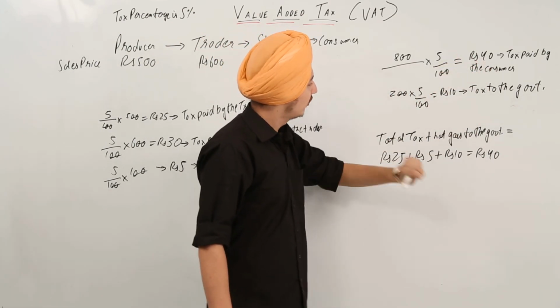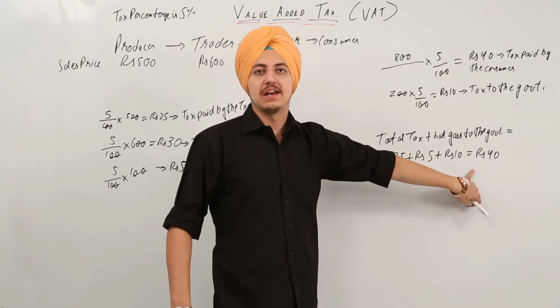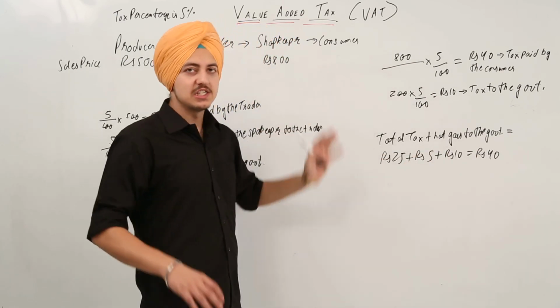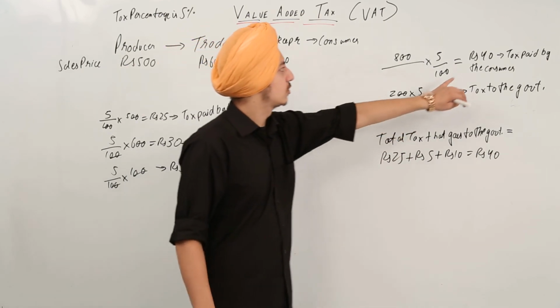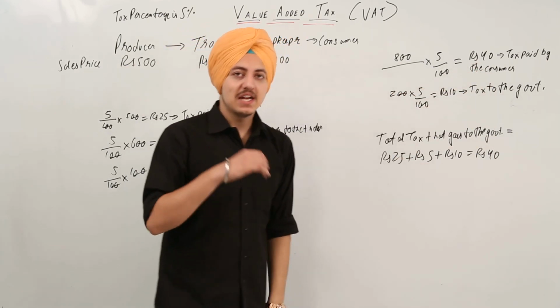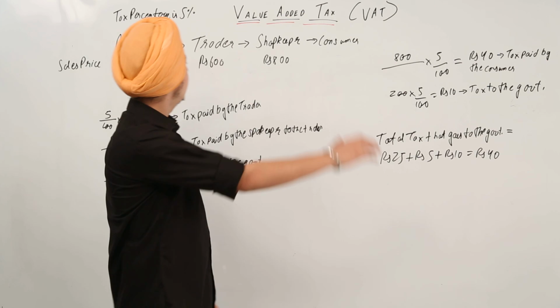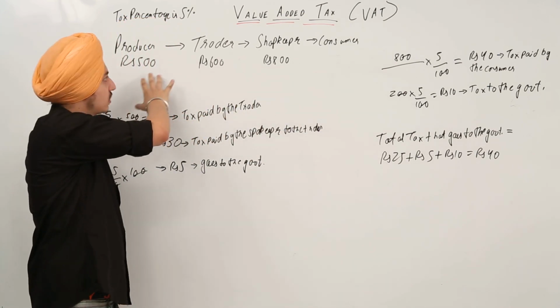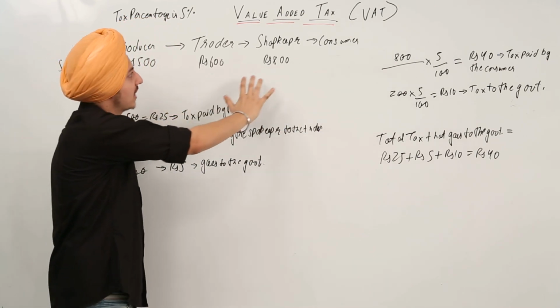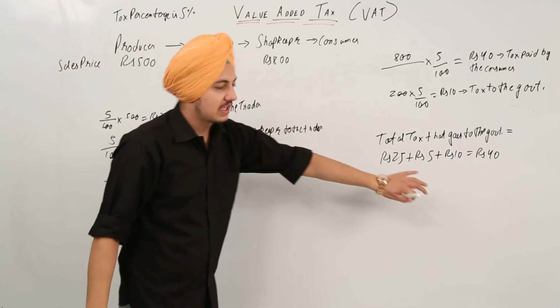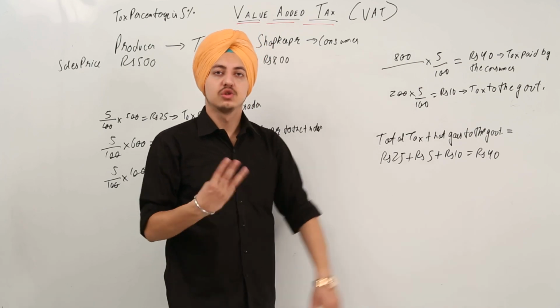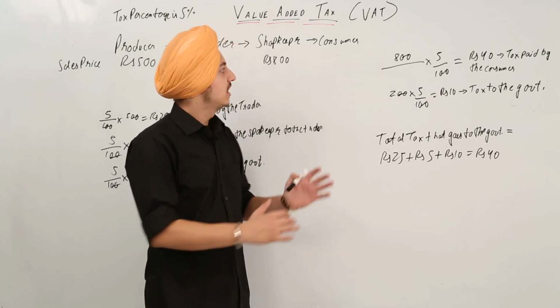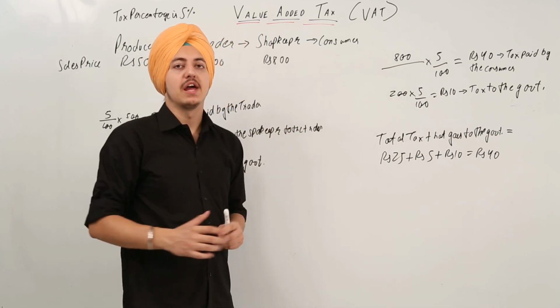This tax will always be equal to the total tax added. So in the end, the consumer is paying the tax, same as in sales tax. The consumer is to pay the tax. In this also, the consumer is paying the tax, but it is collected by the government in 3 stages. First from the producer, then from the trader, and then from the shopkeeper. So total tax is rupees 40, collected in 25, 5 and 10, 3 stages. So this is the whole concept of value added tax.